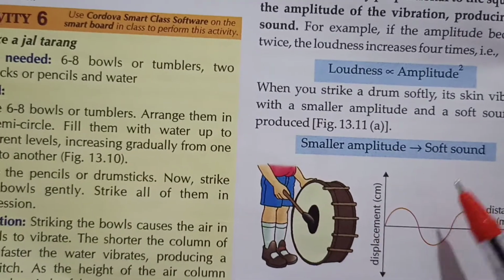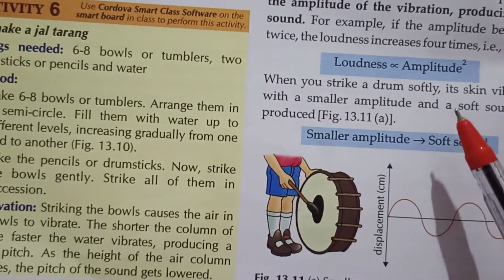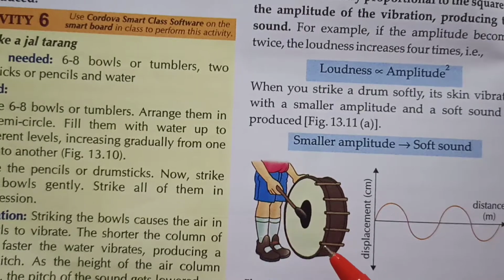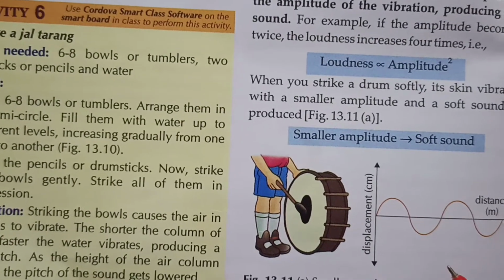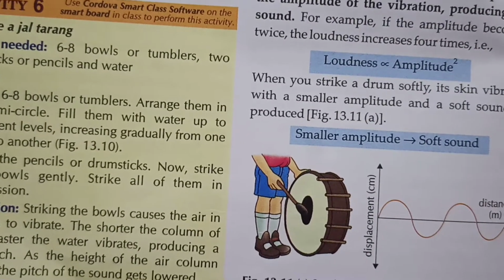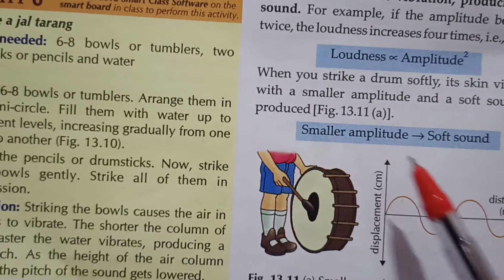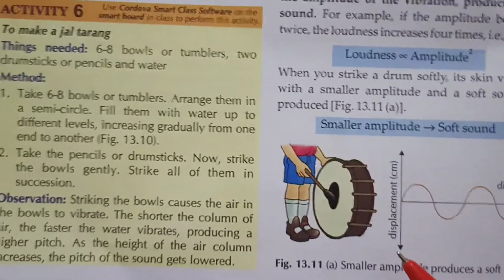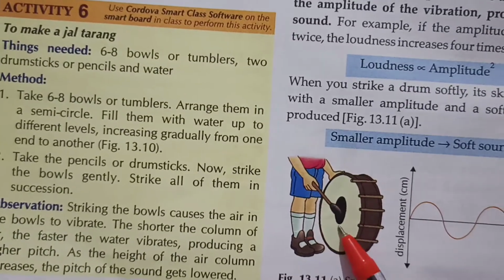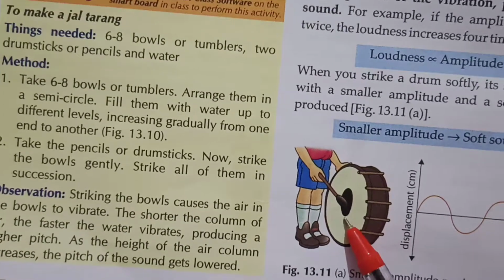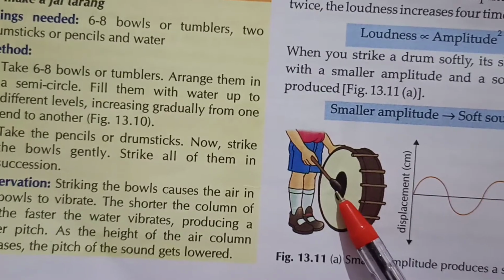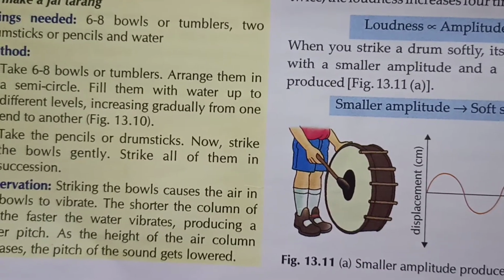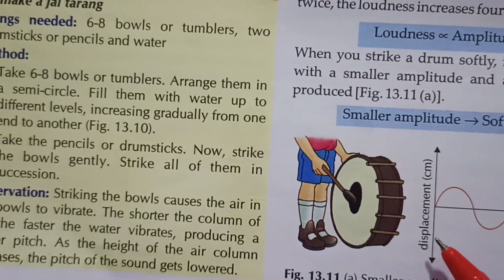When you strike the drum softly with the drumstick, its skin vibrates with a smaller amplitude and a soft sound is produced. So smaller amplitude, soft sound is produced. When you strike the same drum hard, its skin vibrates with a greater amplitude and a louder sound is produced.